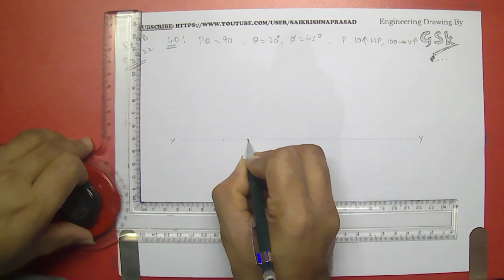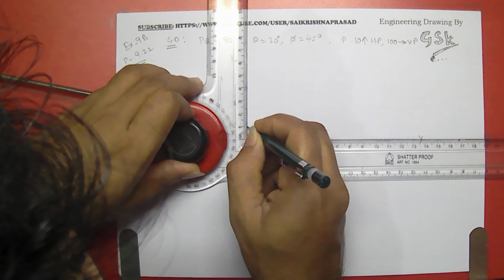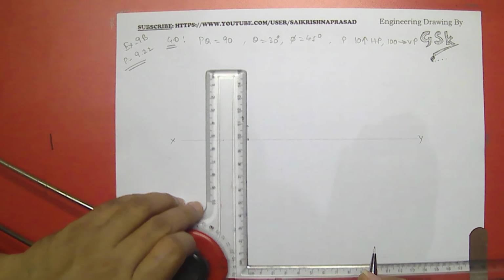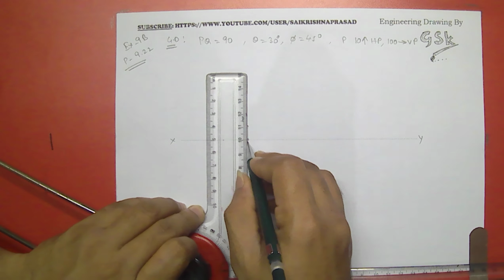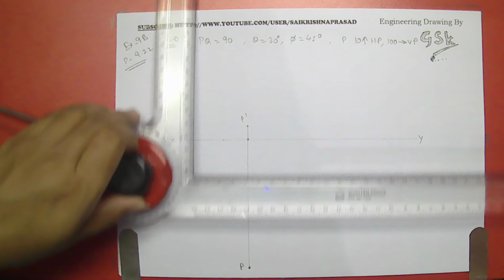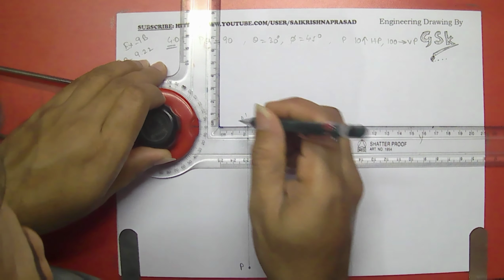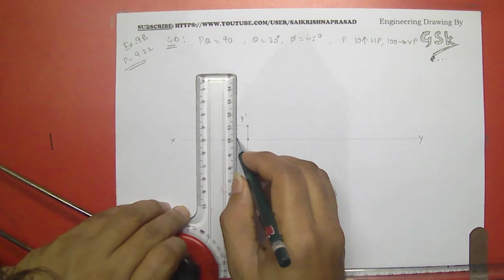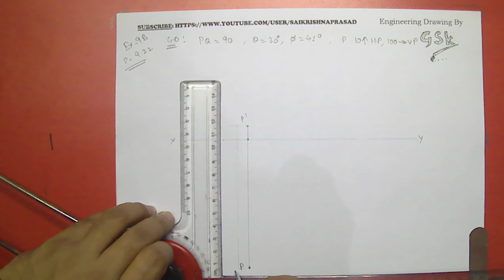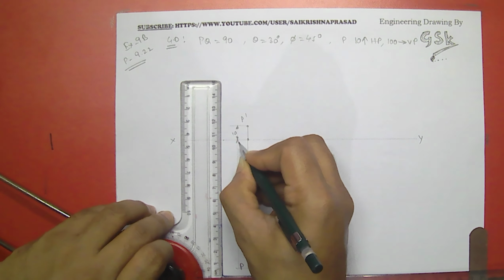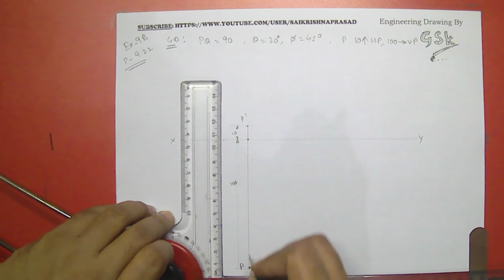XY, I am locating the P over here. P is 10 mm above the HP, so this is 10 mm above the HP. This would become P dash, and down to the reference line it is 100 mm. This is 100 mm and this is the location of P, right? And this is 100.